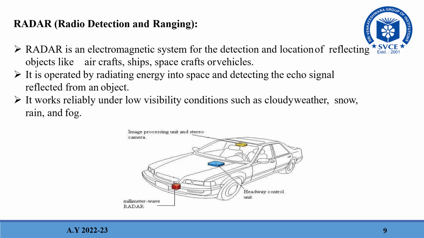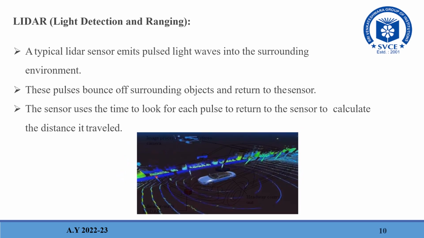Radar is an electromagnetic system for the detection and location of reflecting objects like aircraft, ships, spacecraft, or vehicles. It operates by radiating energy into space and detecting the echo signal reflected from an object. It works reliably under low visibility conditions such as cloudy weather, snow, rain, and fog. It is present in the front of the car or vehicle.